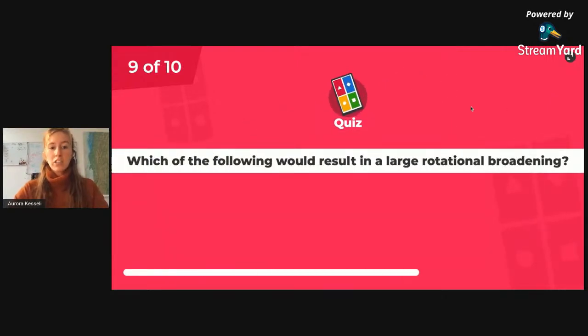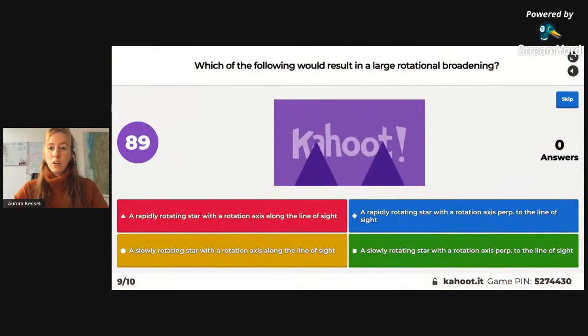Okay, so which of the following would result in a large rotational broadening? A rapidly rotating star with a rotation axis along the line of sight, a rapidly rotating star with a rotation axis perpendicular to the line of sight, a slowly rotating star with a rotation axis along the line of sight, or a slowly rotating star with the rotation axis perpendicular to the line of sight. So the rotation axis is the axis around which the star is rotating.